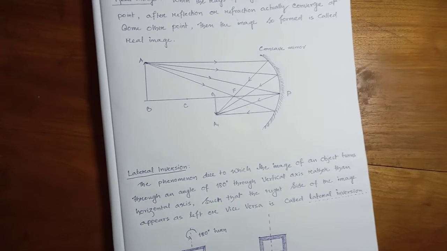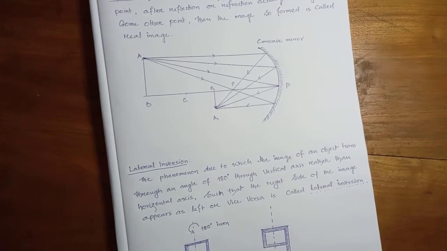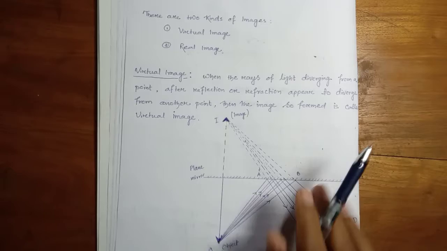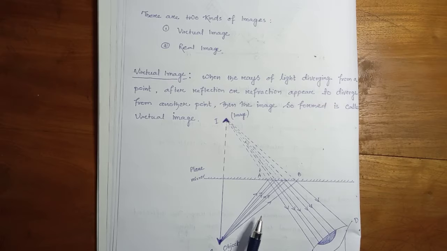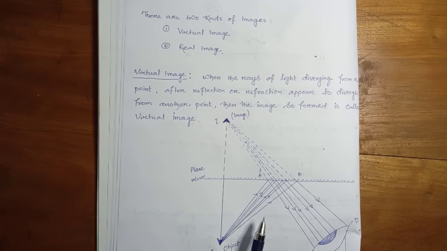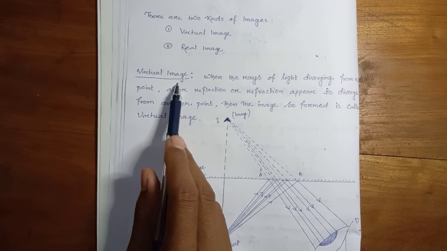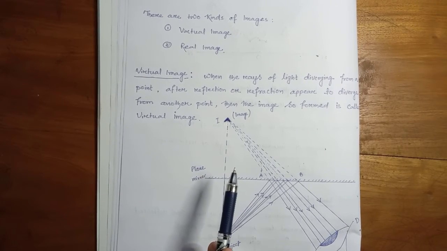There are some differences between a real image and a virtual image. The virtual image cannot be taken on a screen, and it is always erect but laterally inverted. Suppose when you look at your face in a mirror, the image that you see is erect but laterally inverted. So now I am going to explain what lateral inversion is. The virtual image cannot be taken on a screen and it is erect.